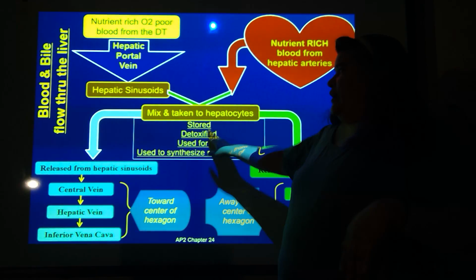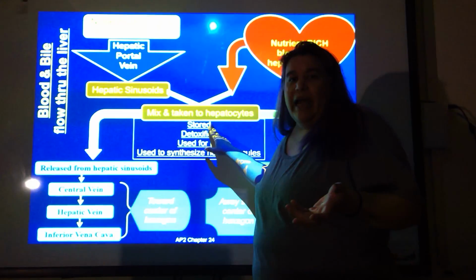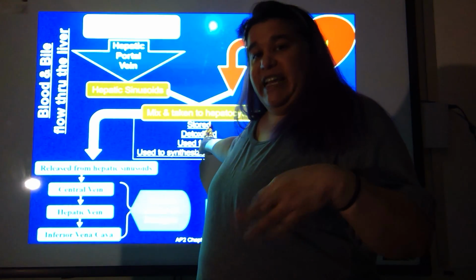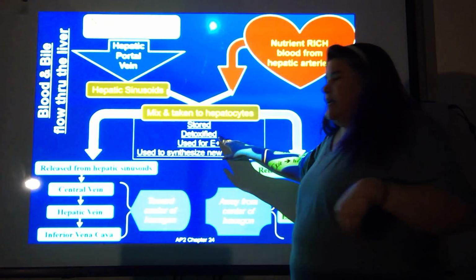I'm either going to take you in and store you. Let's say that I'm iron that's been recycled. The liver takes it in and it stores it. It's going to be detoxified.